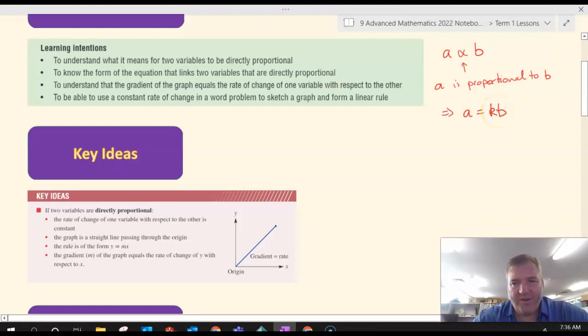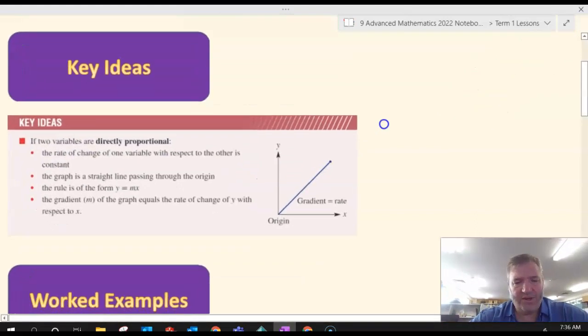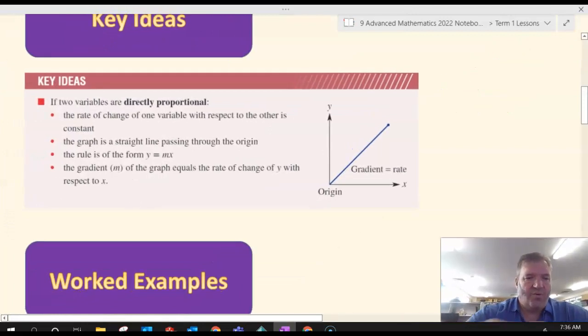Now we're dealing with mostly equations, and rather than using A and B, we often use X and Y. So that's what you're going to see over here. They're going to have Y equals some multiple of X. Now they've used M because when we're dealing with X and Y and we're plotting on axes, this proportionality constant, the K that I had before, M is the gradient. The gradient of a line is equal to the rate, the proportionality rate. So that's what they've just made a point of there.